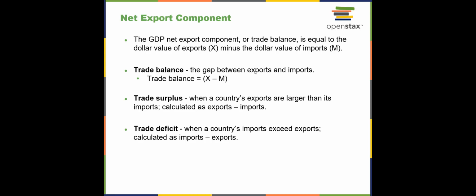The GDP net export component, or trade balance, is equal to the dollar value of exports, which is represented by X, minus the dollar value of imports, which is represented by M. So the trade balance is the gap between exports and imports. If this gap is positive, then we have a trade surplus. That means a country's exports are larger than its imports. If this gap is negative, then we have a trade deficit. That means a country's imports exceed exports, calculated as imports minus exports.